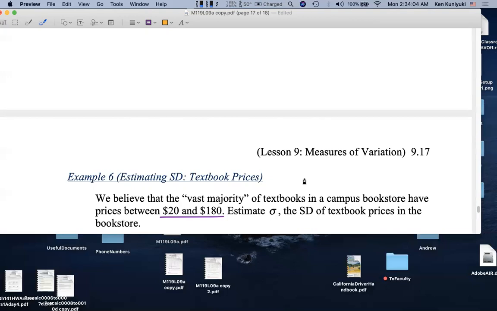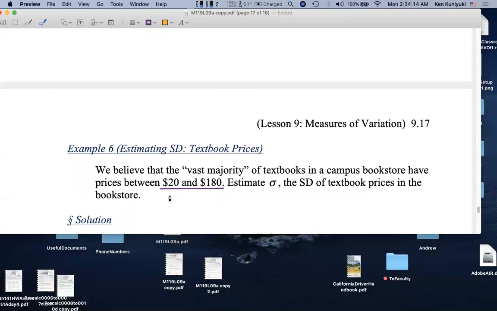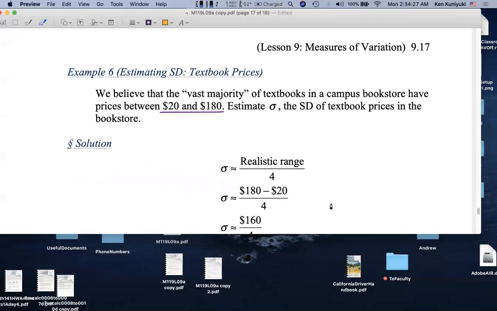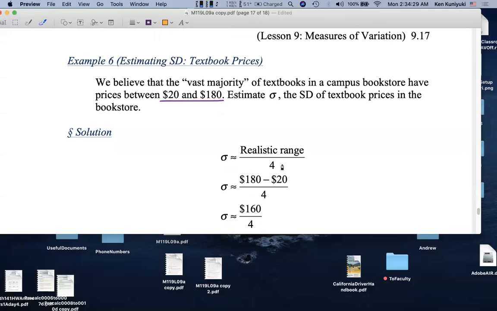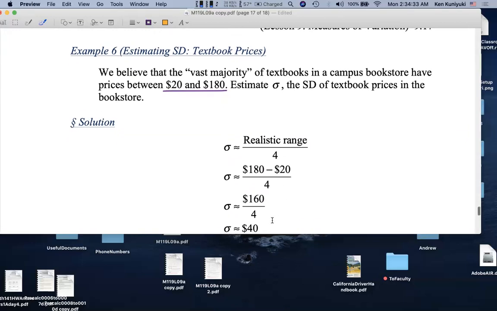I mean, what do you think? Do you think it might be 4 cents, $4, $400? What's even the order of magnitude we're talking about? All right, so if realistically the prices are between $20 and $180, we're not going to bother with outliers, then the realistic range is going to be $180 minus $20, or $160. We divide that by 4. The realistic range, $160, is divided by 4, and we get $40.